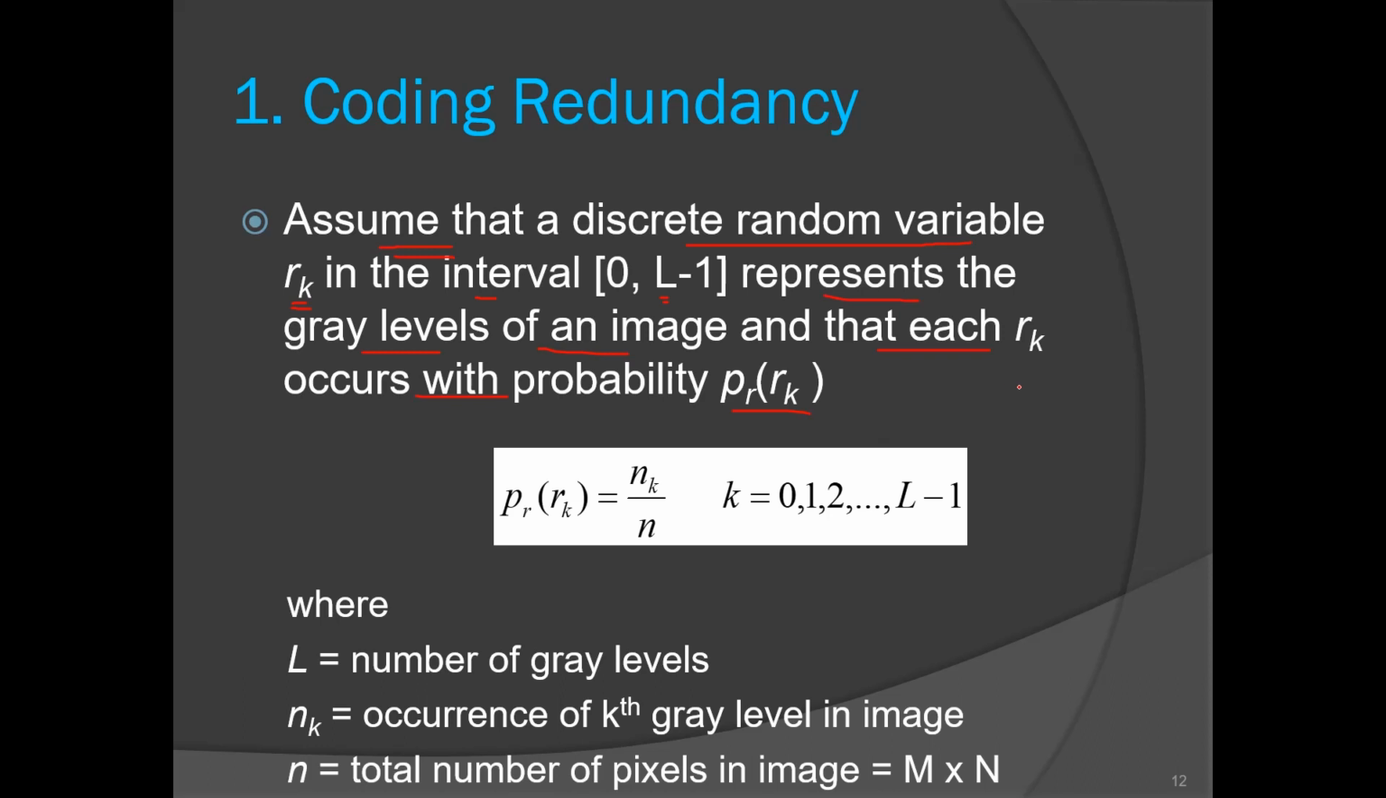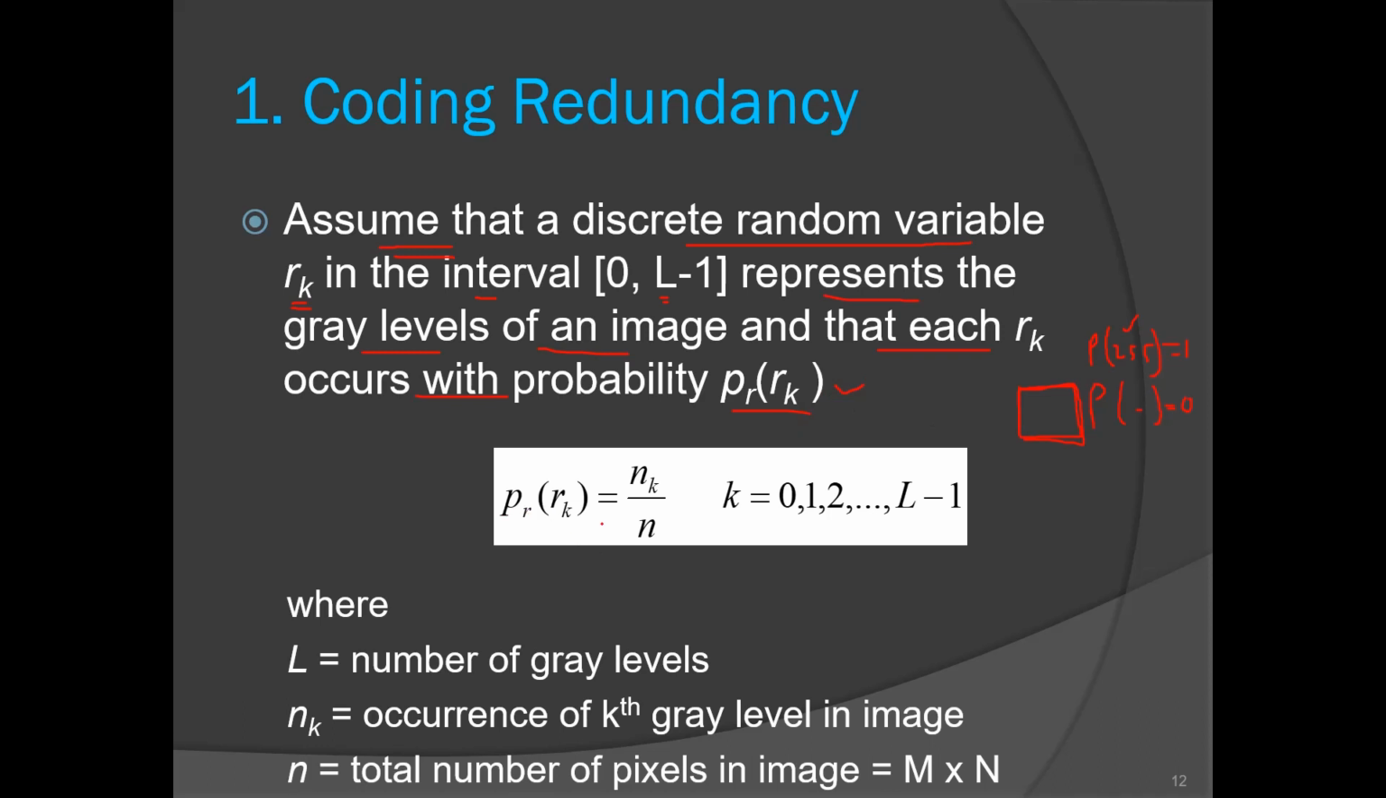If we consider one image where we have all white pixels, then the probability of the 255 intensity value is 1, whereas the probability of any other intensity value will be 0. In our image all the pixels were white pixels, so their intensity value will be 255, their probability will be 1, and the probability of other intensity values will be 0. That is the meaning of this probability.